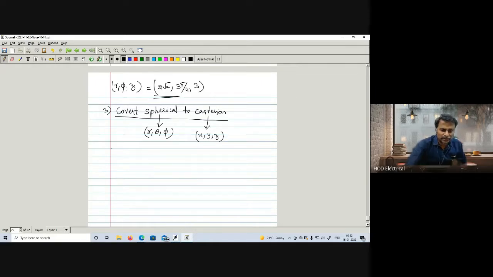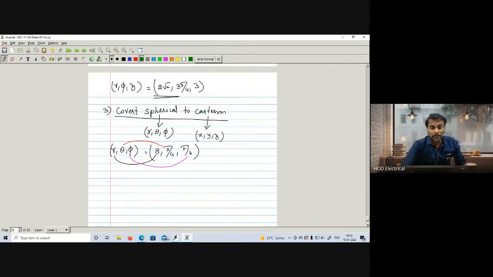They have given the variables r, theta and phi, which are 8, pi by 4 and pi by 6. So r is equal to 8, theta equal to pi by 4 and phi is equal to pi by 6.